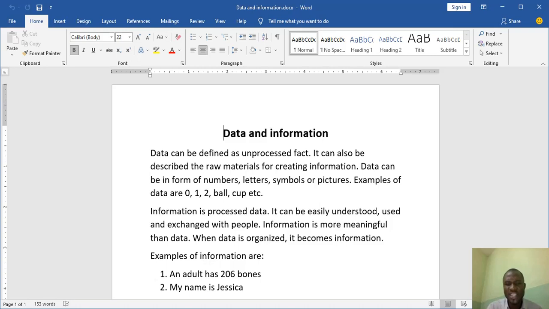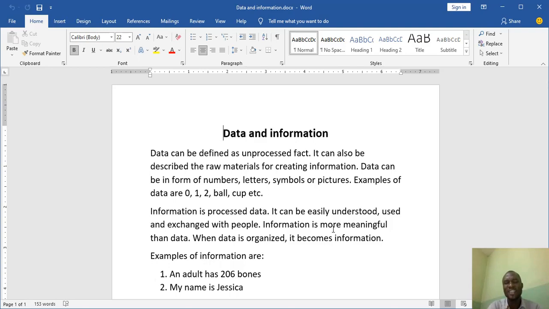Information is processed data, meaning it has been placed in a particular pattern, data that has been arranged well. It can be easily understood, used, and exchanged with people. Please take note of this: information is more meaningful than data. When data is organized, it becomes information. It means we package data very well.